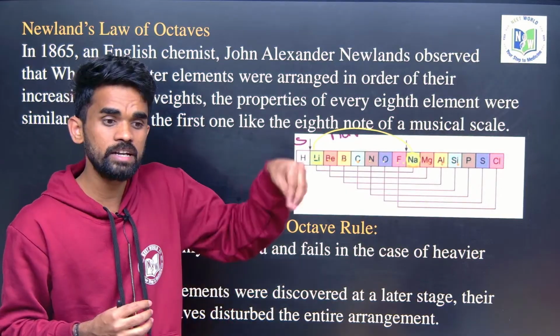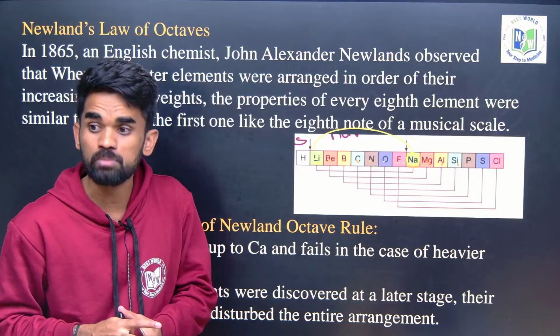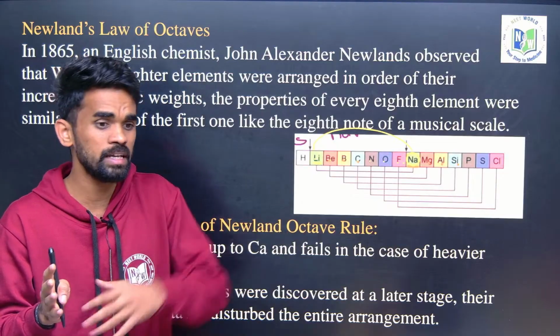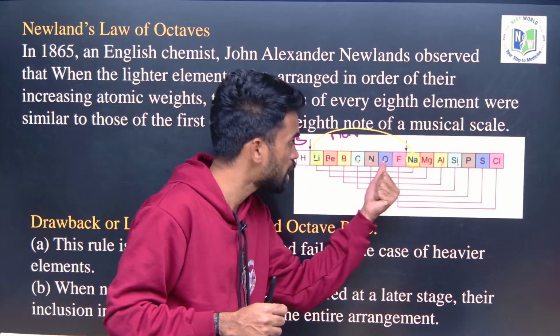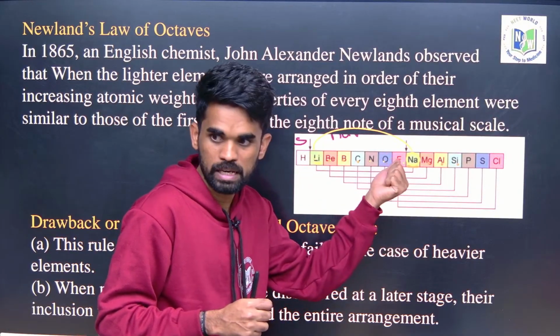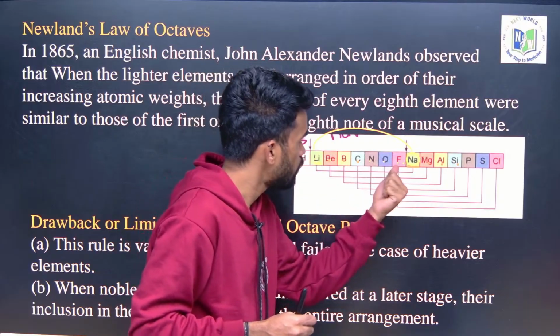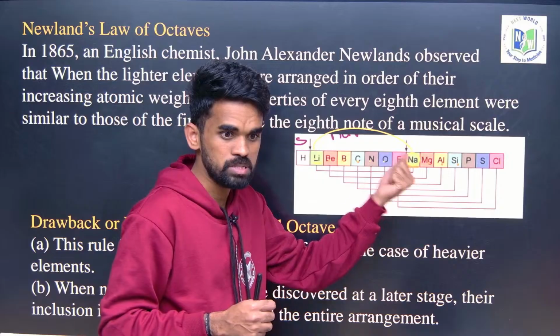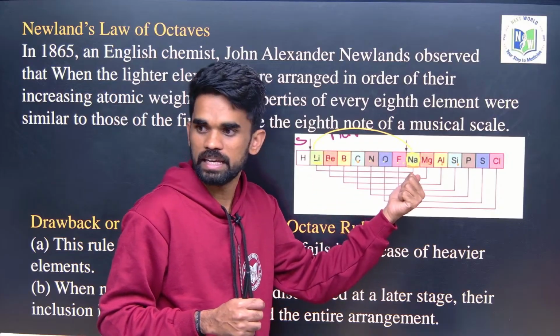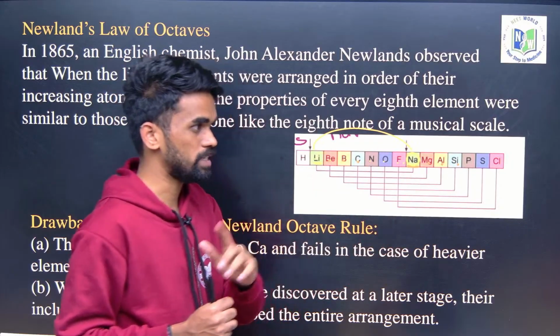Now if we insert noble gas, similarities will be observed for every first element and the 9th element. See here, are you able to see any noble gas here? No, but now we have noble gases. So after fluorine we can have neon, so it becomes first element and the 9th element. Remember this point also.